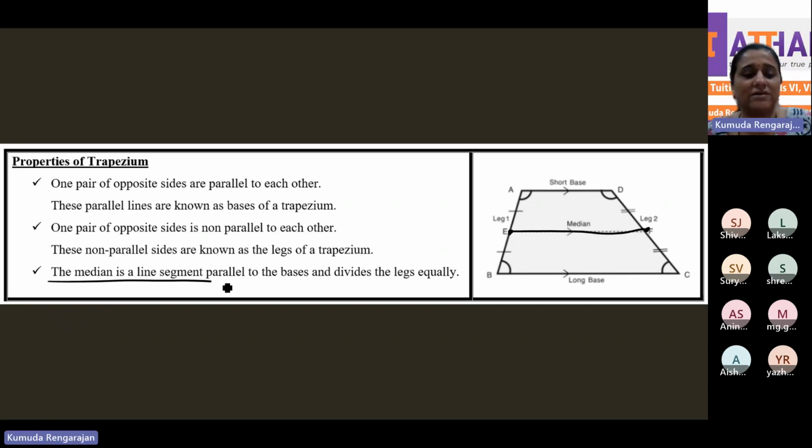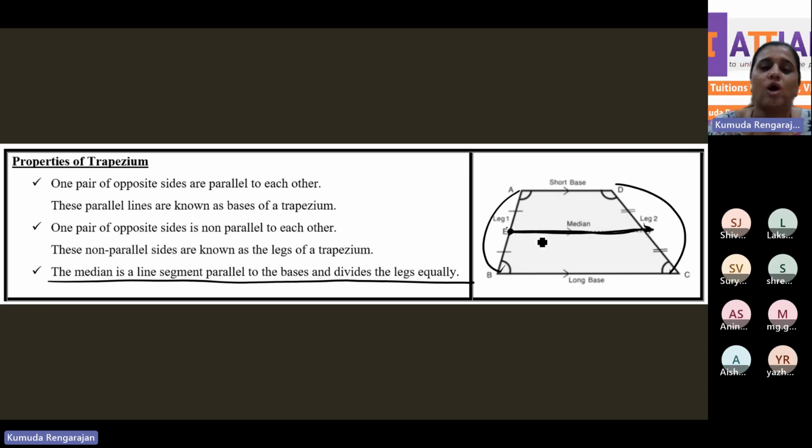The median is a line segment parallel to the bases that divides the legs equally, meaning E is the midpoint of AB and F is the midpoint of CD. So the line segment joining the midpoints of the non-parallel sides is called the median of the trapezium.